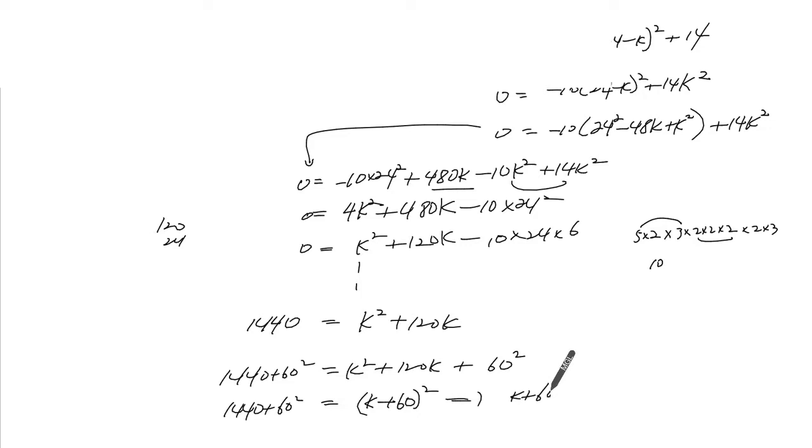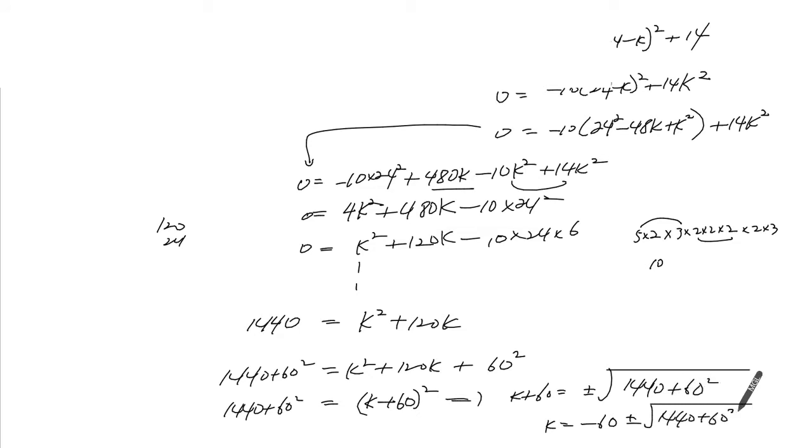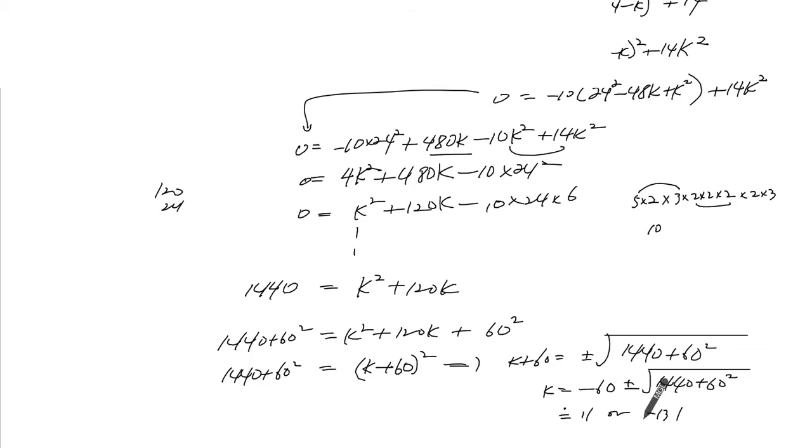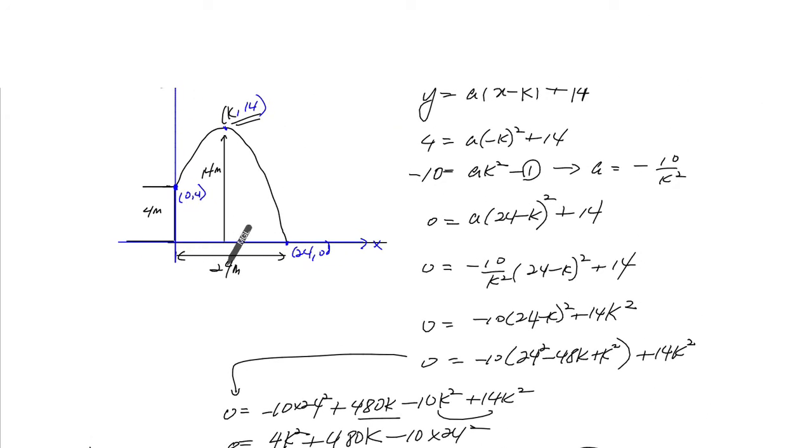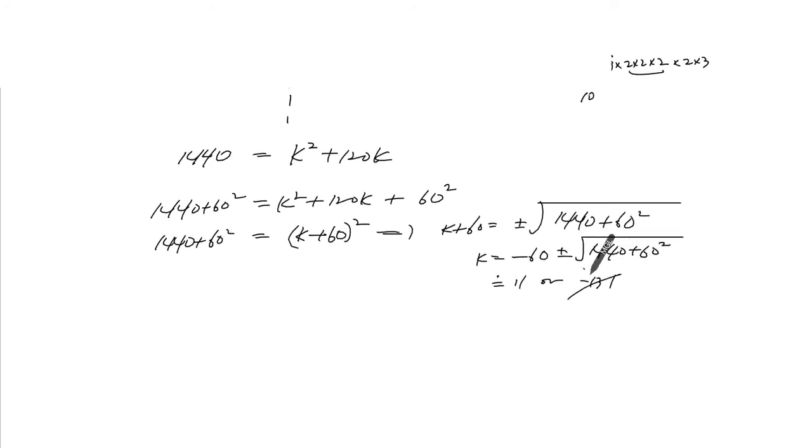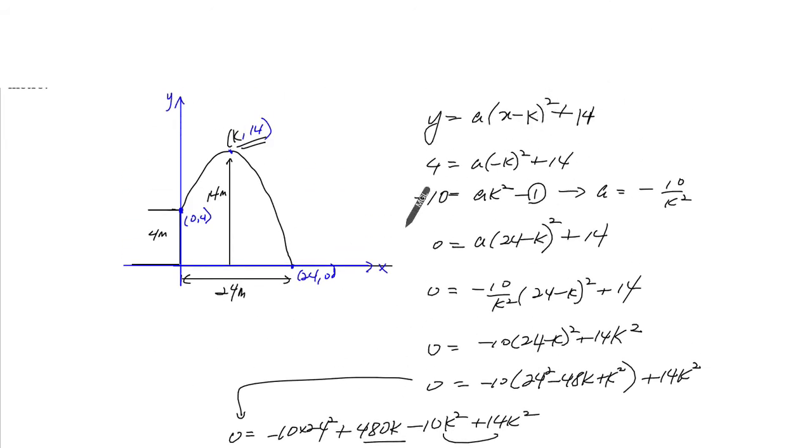So k plus 60 is equal to plus or minus the square root of 1440 plus 60 squared. So k is minus 60 plus or minus that. What I did here is the completing the square technique, but you will get the same result if you use the quadratic formula as well. Two values, but if you look at the geometrical configuration, it has to be between 0 and 24, so this one is not valid. We take this one. Now we have the full equation.